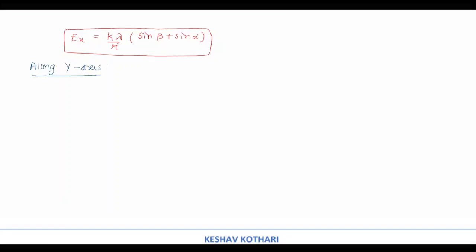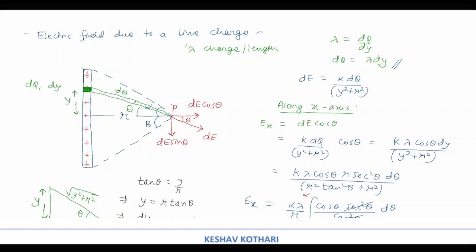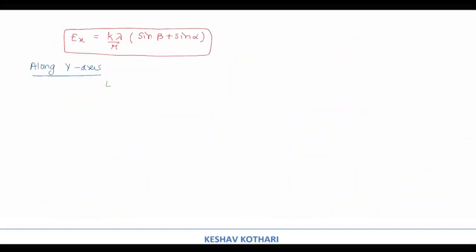If we solve along the y-axis, in the previous page the expression of Ex will change and we will obtain dE sine theta. So we will obtain Ey is equal to integral of dE sine theta. And if we follow the same procedure, we will be left with integration of sine theta. And hence the result which we are going to obtain for the electric field along the y-axis will be k lambda upon r (cos beta minus cos alpha). So we get this expression over here.